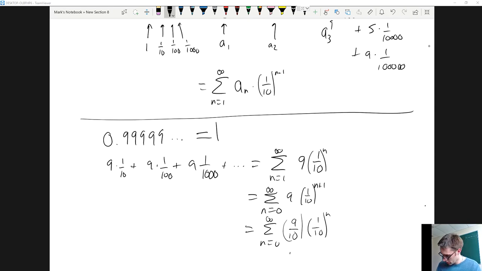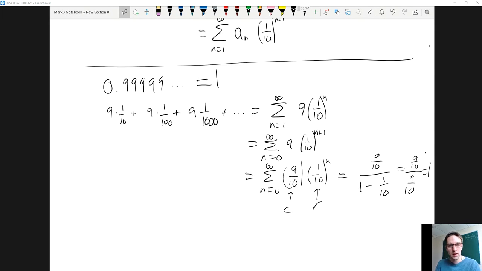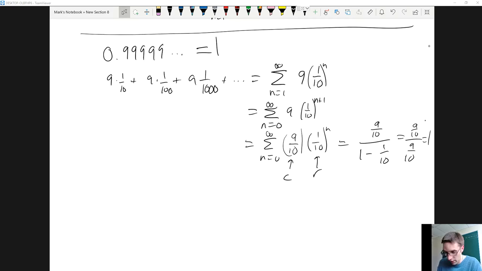And so that is a geometric series with a constant 9/10 and the ratio 1/10. And so this has got to be equal to 9/10 over 1 minus r, and r is 1/10. Well, what's 1 minus 1/10? It's 9/10. And so that summation converges to exactly 1. So interesting, 0.999999 converges to 1, and for other repeating decimals, you can use the geometric series formula to figure out exactly what they would converge to. So here's another one.